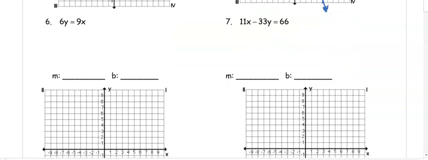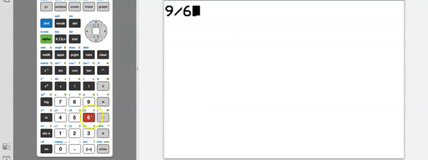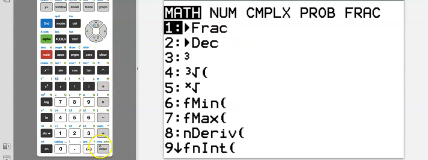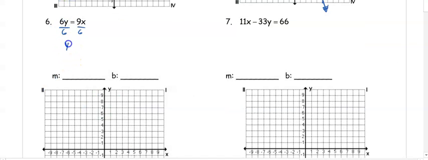Next, we have 6y equals 9x. So in order to get y by itself, we're going to divide by 6. In our calculator, 9 divided by 6, math, enter, enter, gets us a fraction of 3/2. So y equals 3/2x, which is our slope, 3/2. Because there is no number, our y-intercept is just 0.